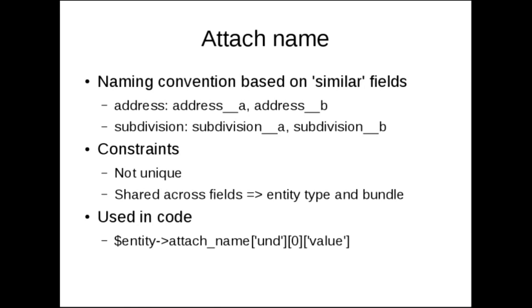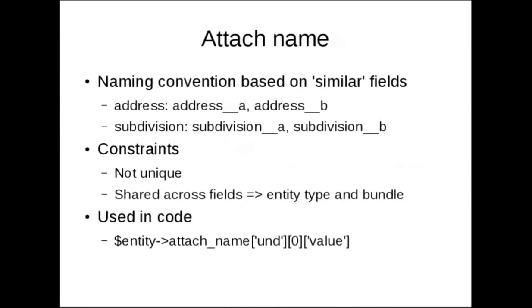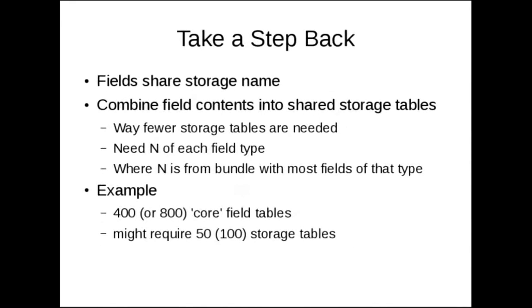So the attached name is not unique. It can be shared across fields. It's kind of really what we'd like to have on the field name, but for the moment we can't do that. Again, now fields share a storage name, but they're different. They can be terribly different, right? So list text is the storage, but the field name is email or something like that. And we can then combine these fields into the same storage tables.